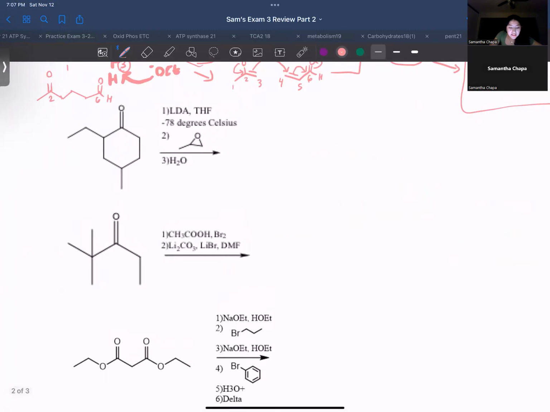Okay, this next one, LDA, THF, and negative 78 degrees Celsius. So the first thing I'm going to do is, because they asked me to do this on my exam, name my alpha carbons and whether they're thermodynamic or kinetic. So thermodynamic, we know that it's going to be the most substituted. So if I form my enolate right here, it'll be the most substituted enolate that I can form. So then it is more stable than its other counterparts, right? So then this is when you're thermodynamic.